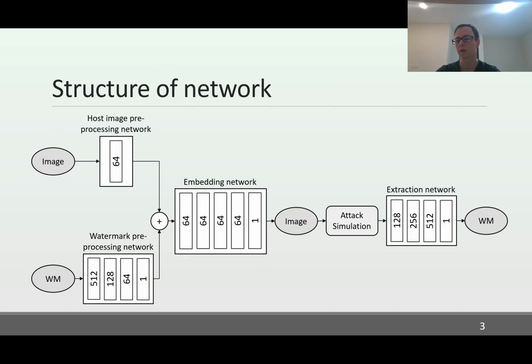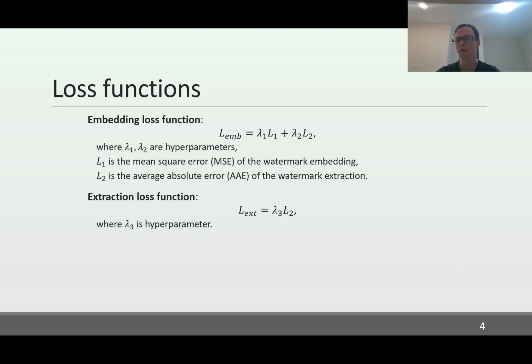Next, we simulate the attack, and the attacked image is passed to the extraction network, at the output of which we get the watermark. For training, we use two loss functions, which are linear combinations of the mean-square error between the input and output images and the average absolute error between the embedded and extracted watermarks.